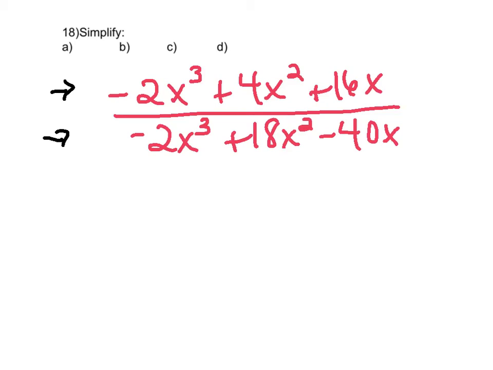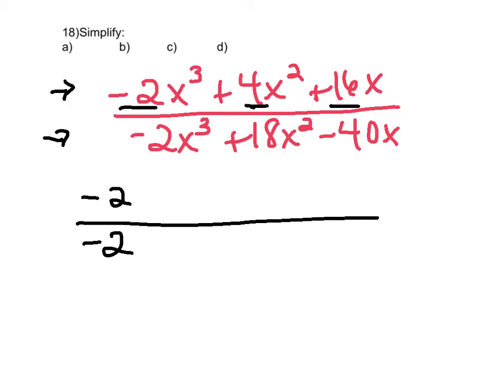So if I'm looking at the GCF of the top piece, it looks like with my numbers here, I could pull out a negative 2. So I'm going to pull that negative 2 out of the top. Also going to pull that out of the bottom. Now if I take a look at my x pieces here, looks like I can pull a single x from all three groups, same as on the bottom.